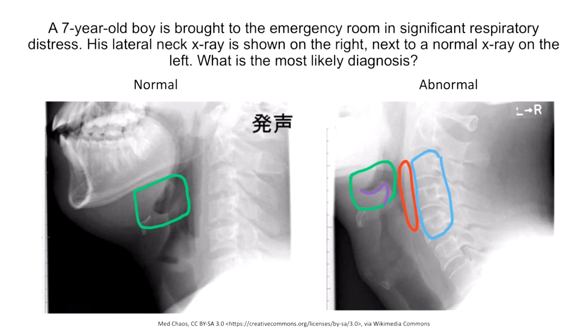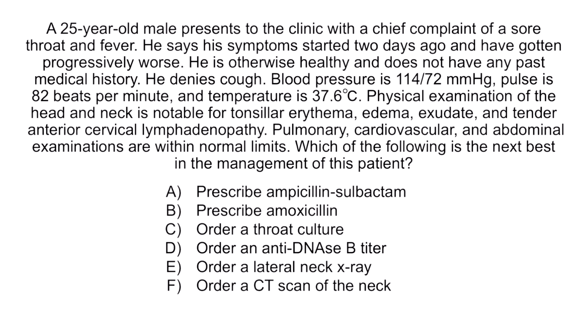All right, let's conclude this lecture with a board-style multiple-choice question. A 25-year-old male presents to the clinic with a chief complaint of a sore throat and fever. He says his symptoms started 2 days ago and have gotten progressively worse. He is otherwise healthy and does not have any past medical history. He denies cough. Blood pressure is 114/72 millimeters of mercury, pulse is 82 beats per minute, and temperature is 37.6 degrees Celsius. Physical examination of the head and neck is notable for tonsillar erythema, edema, exudate, and tender anterior cervical lymphadenopathy. Pulmonary, cardiovascular, and abdominal examinations are within normal limits. Which of the following is the next best step in the management of this patient?